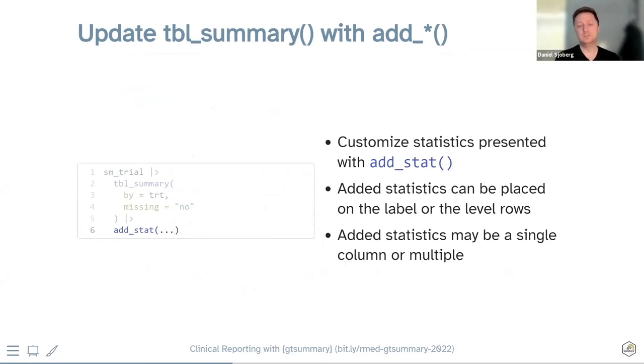All right, so let's take a look at some of these bold and italicized functions. So here, again, we're starting with our pretty basic table. It has add p already piped into it. So we have a column for the p-value comparing our age, grade, and tumor.